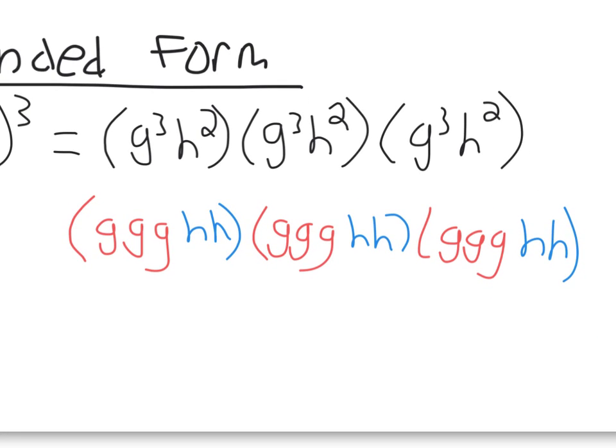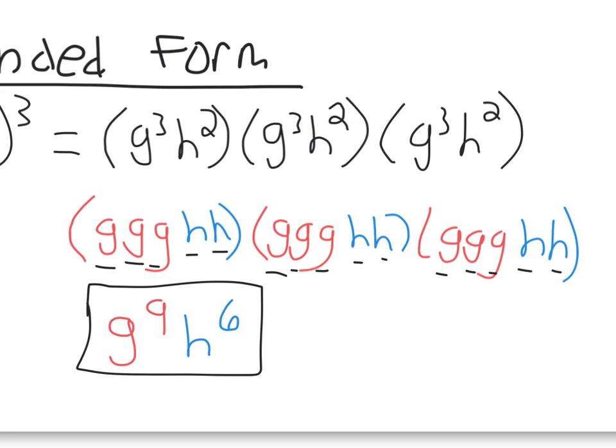Okay, perfect. And so now, if you remember the product rule up above, great. If you don't remember the rule, then this is the expanded form. And all we do is add up all of the g's. So we have 1, 2, 3, 4, 5, 6, 7, 8, 9. So that number 9 is going to be your exponent. g to the 9th power. And then now your h's: 1, 2, 3, 4, 5, and 6. So that is h to the 6th power. All right, and that is going to be your final answer.